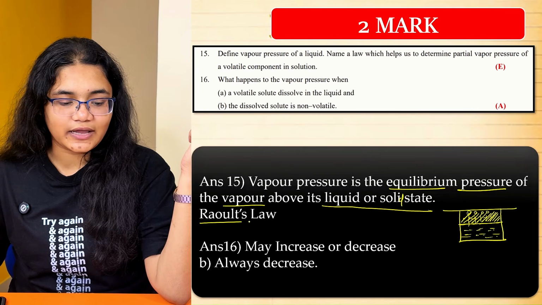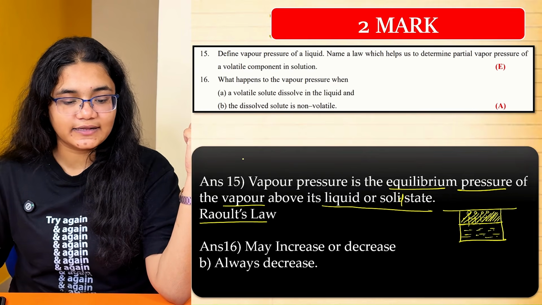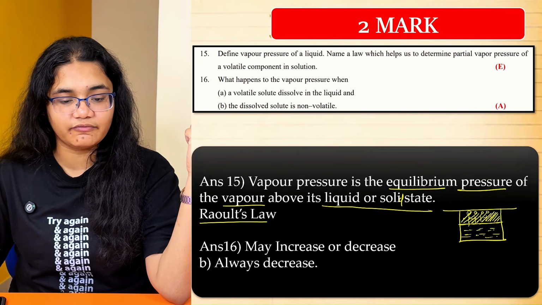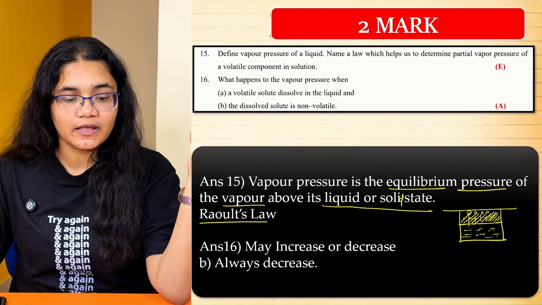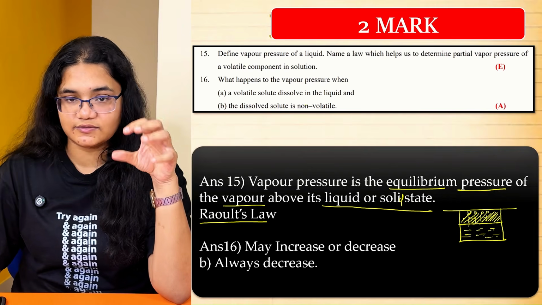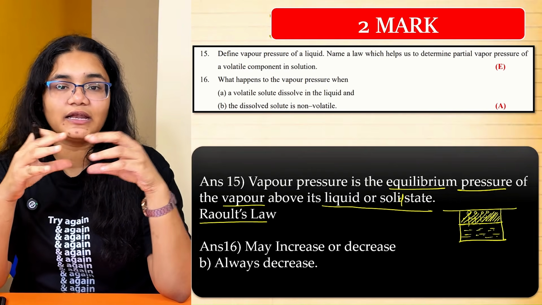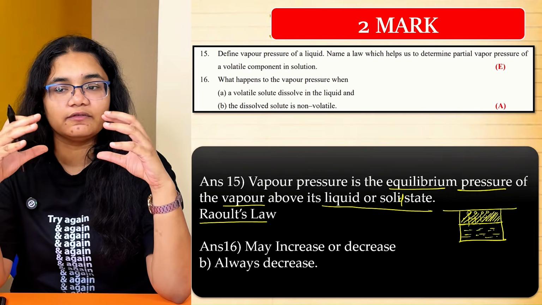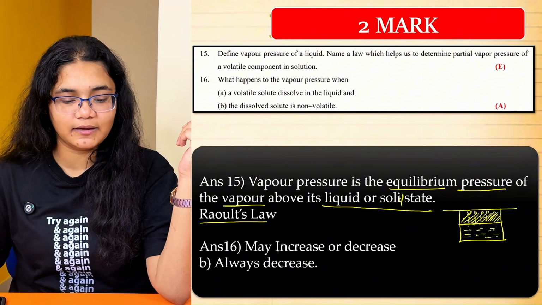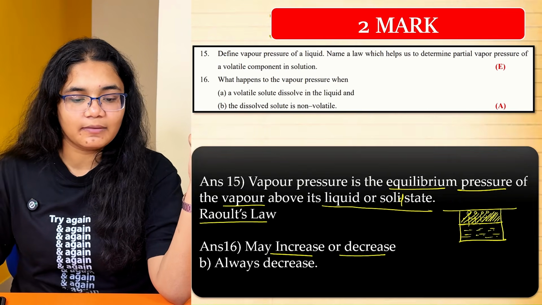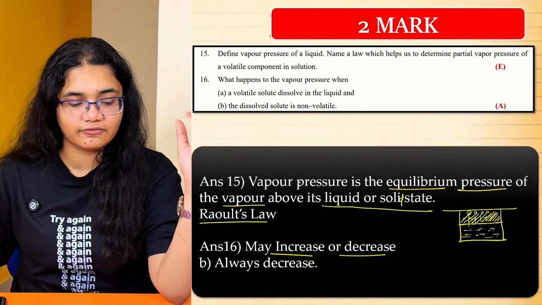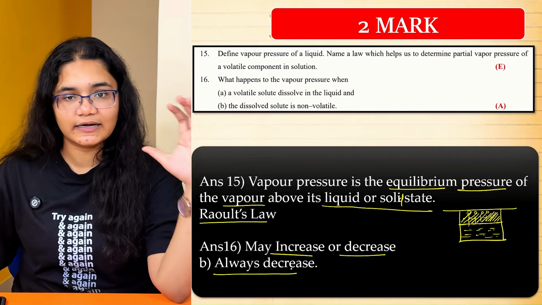Now which law helps us to calculate? It is Raoult's law. Next, 16th one: what happens to the vapor phase when a volatile solute dissolves in the liquid? If you have a volatile solute dissolved in the liquid, then it depends on the A-B interactions. Due to these A-B interactions, the vapor pressure may increase or decrease, so we can have positive and negative deviation. But if it is a non-volatile solute, then definitely the vapor pressure will always decrease.